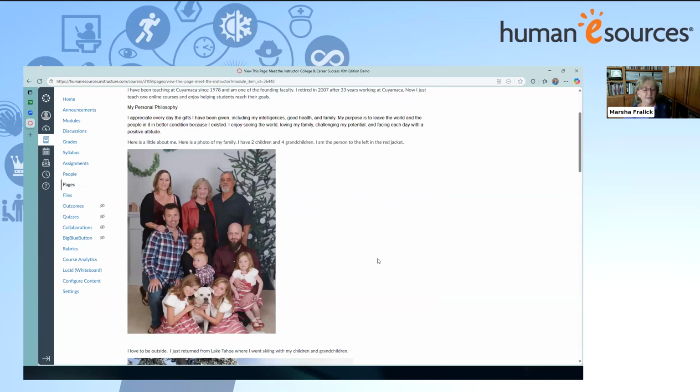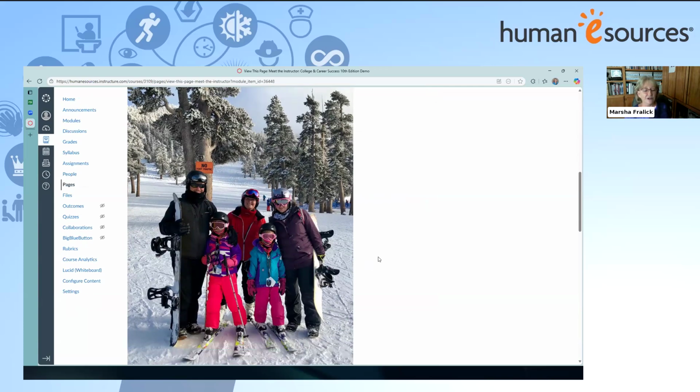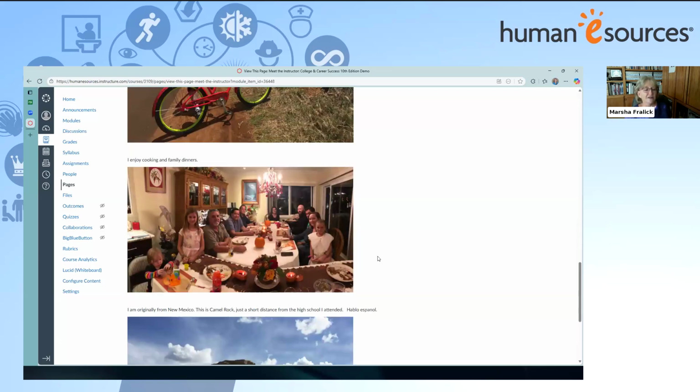So it becomes more personal. And then I talk about some of my hobbies. I like skiing at Lake Tahoe, so here I am skiing with my children and grandchildren. I love riding my bike in Kauai, so here's a picture of me with my bike in Kauai. Here's a picture of Thanksgiving at our family, so you can see that we have a large family.